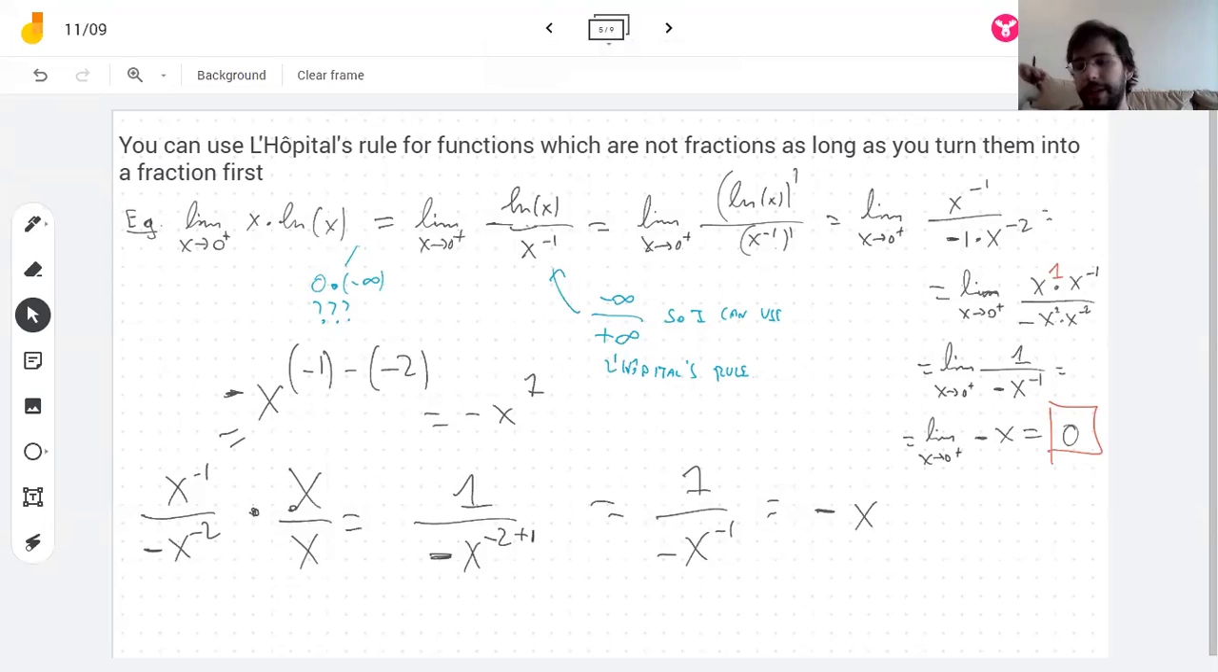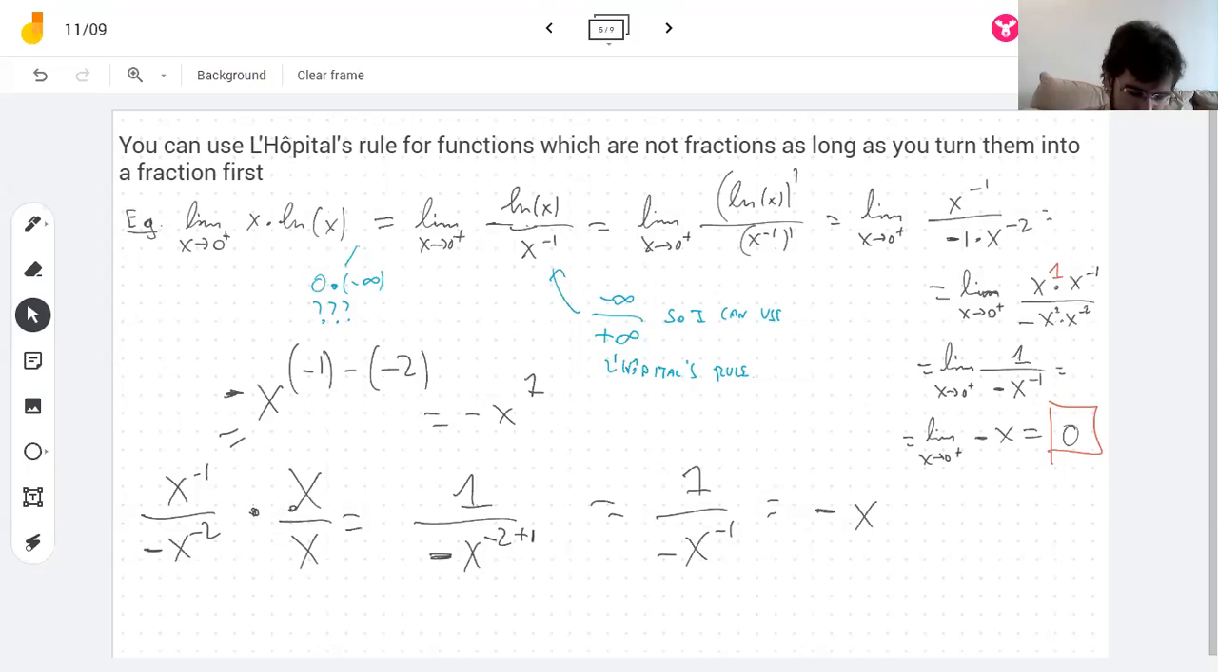When I started, I knew I had 0 times infinity. And I know if I turn that into a fraction, if you put the 0 in the denominator, it's going to turn into 1 over infinity. And if you go the other way, you put the infinity in the denominator, it's going to turn into a 0.